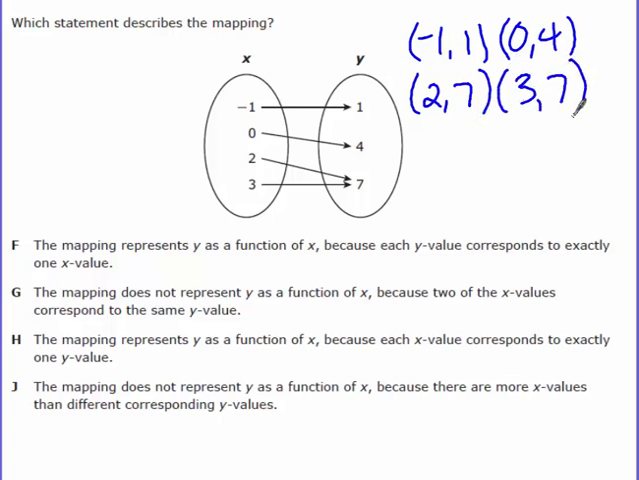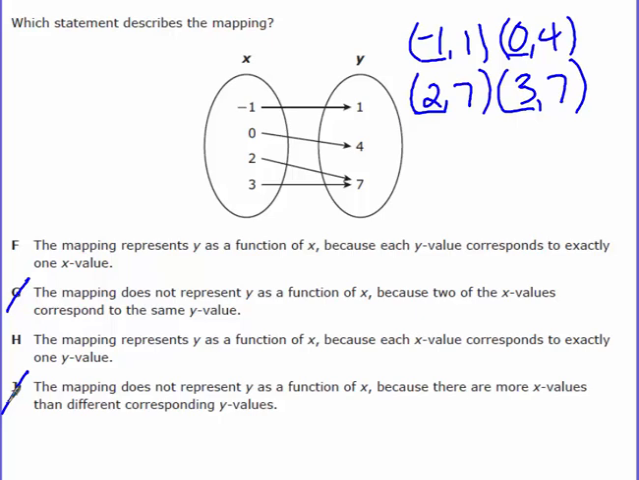Now, when we're looking at this particular thing, we know it is a function because we're looking at our x values. If all of my x values are unique, then I know, yes, it is a function. So that means I can come down here and for g, where it says the mapping does not represent a function, and j, the mapping does not represent a function, those can both be eliminated. So now we're looking at either f or h.